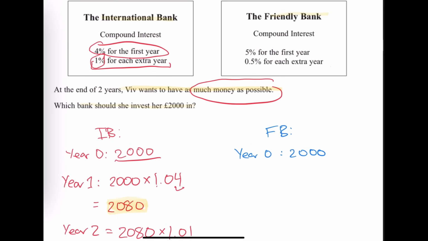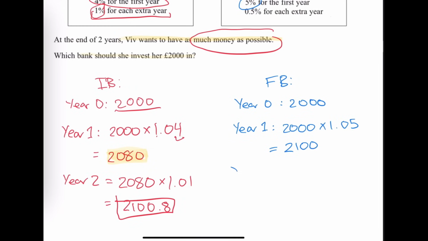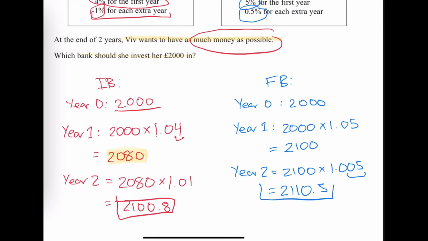Now let's compare this to Friendly Bank. For year 1, the Friendly Bank does 5% for the first year. So instead of timesing it by 1.04, we times it by 1.05. So that means it'll be 2,100. Now for year 2, we'll start with 2,100 and we times this. They get 0.5% at the end of every extra year. So we times that by 1.005 because that is half of a percent. And we get 2,110.5 pounds. Now which one is more?